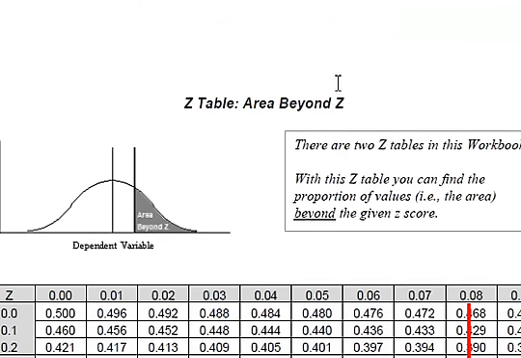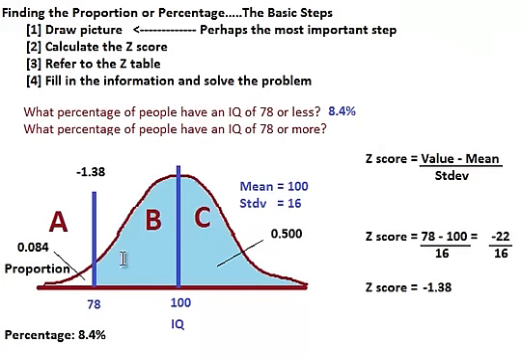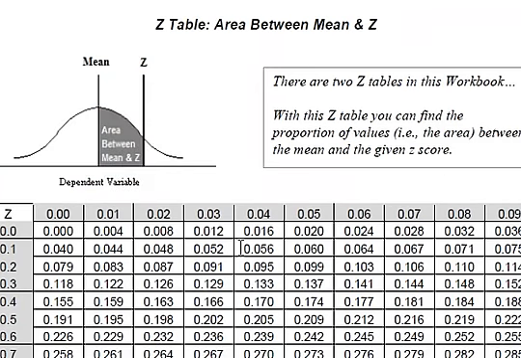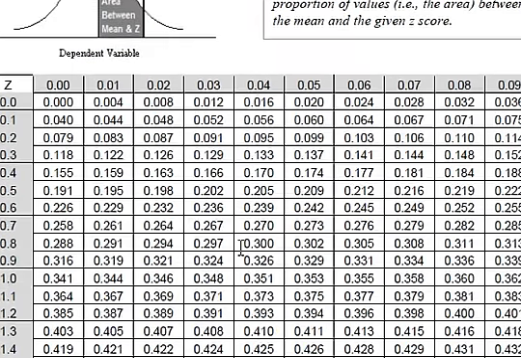So do we want this z-table, area beyond z? No, because that doesn't correspond to what we're interested in, which again is the area between the mean and z. This is what we want, area between the mean and z right there. And we're going to look up the z-score of 1.38. So again, here's 1.3, and then we need the 0.08, and we're going to find out where those overlap.